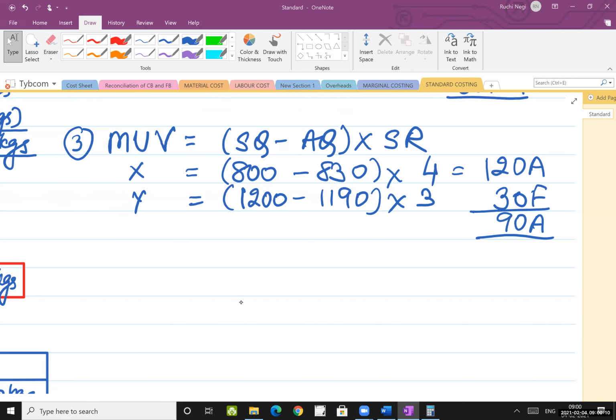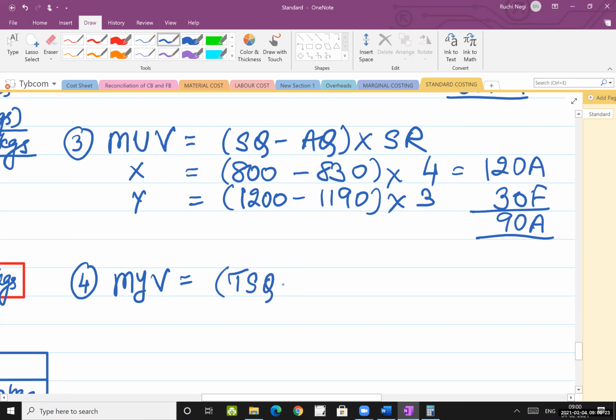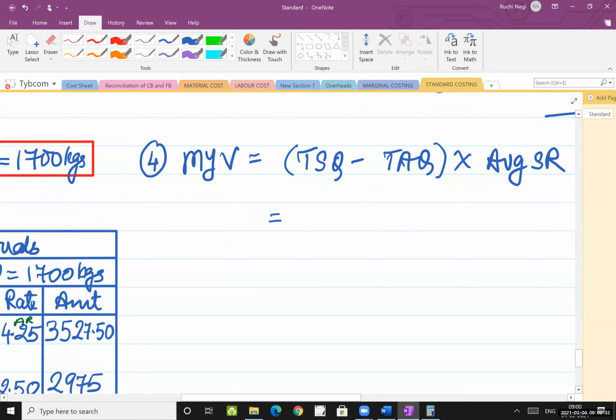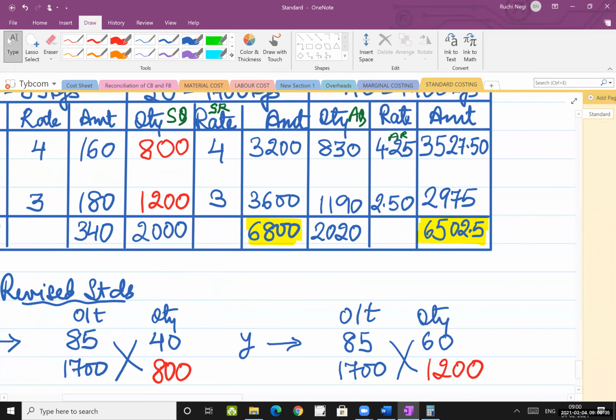Next is material mix variance, but it is not in your syllabus, so we will not calculate that. So I come to the next one, that is material yield variance: total standard quantity minus total actual quantity into average standard rate. This is called my total standard quantity, and this is called my total actual quantity.